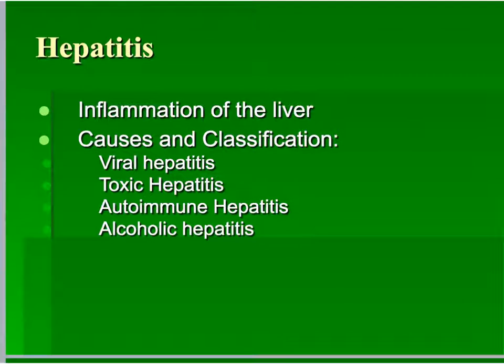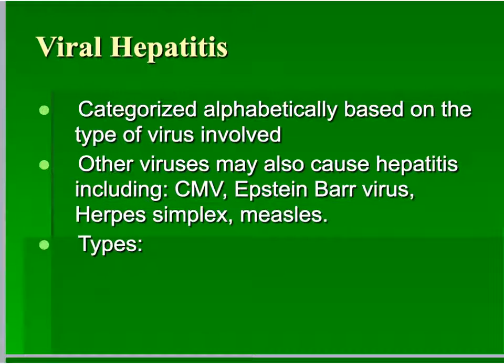So let's move into hepatitis now. And hepatitis is inflammation of the liver. And the inflammation of the liver, that's what itis is. Inflammation of the liver can be because of a viral source, toxic sources, autoimmune hepatitis, or alcohol hepatitis.